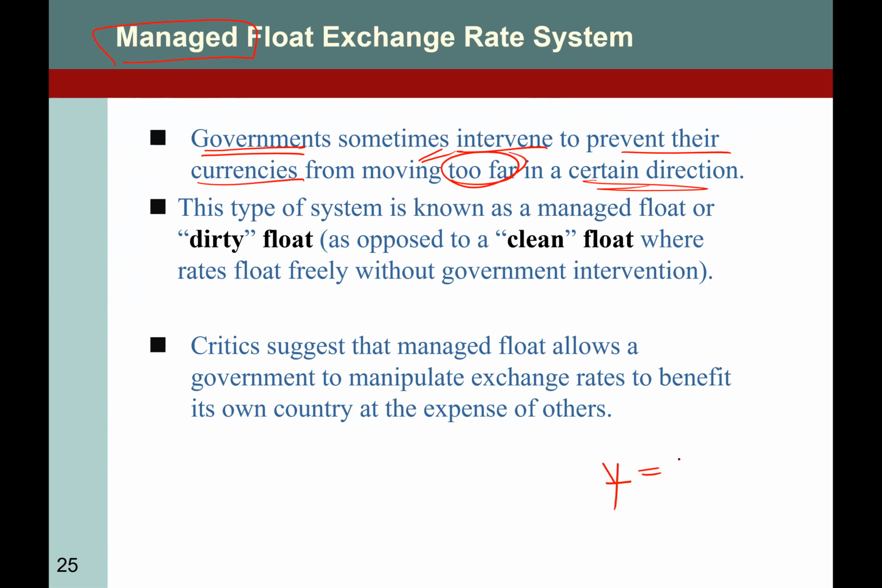So that's why governments are needed, so that it may not move too far in a certain direction. For example, right now the dollar and yuan is 7, so maybe something happens and it will go to like 107 yuan per dollar. Then the country is adversely affected by this, right? So that's why governments are sometimes needed. So the critics suggest that managed float allows a government to manipulate the exchange rate system as well.